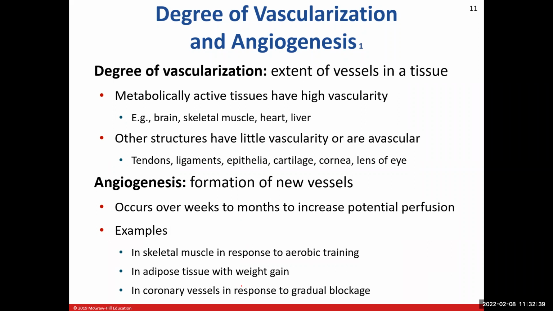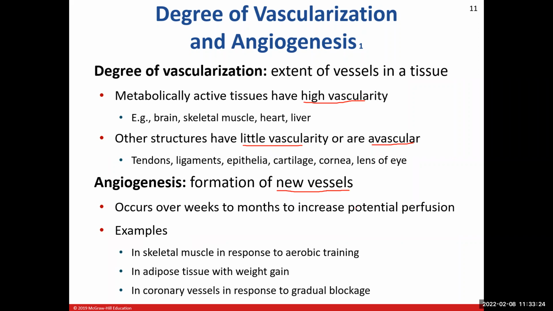Other tissues will have lots of vascularity. You can see the examples there: brain, for obvious reasons, skeletal muscle, and if you're an athlete, you're going to have lots of blood vessels going there, of course the heart, and then the liver. So depending on the tissue, we'll have either high vascularity or little to no vascularity. That's important. There's also a term called angiogenesis. Genesis means to create or make, so angiogenesis is the formation of new blood vessels. This is not something that just happens overnight. It takes some time, and again, it really depends on the type of tissue.